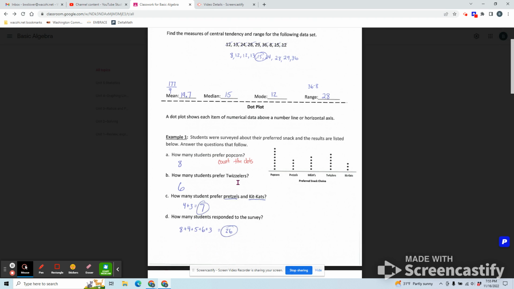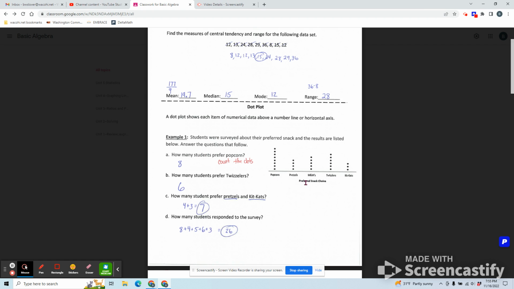So today we're focusing partly on the dot plot. And a dot plot shows each item of numerical data above a numbered line or horizontal axis. So the first example says students were surveyed about the preferred snack and the results are listed below. How many students prefer popcorn?